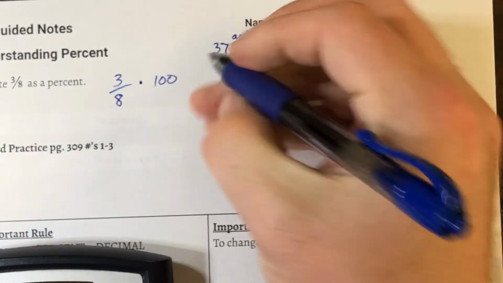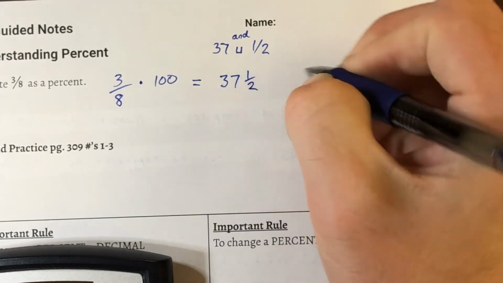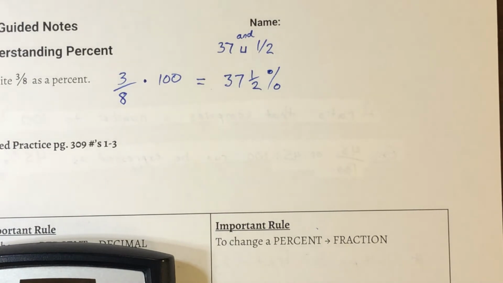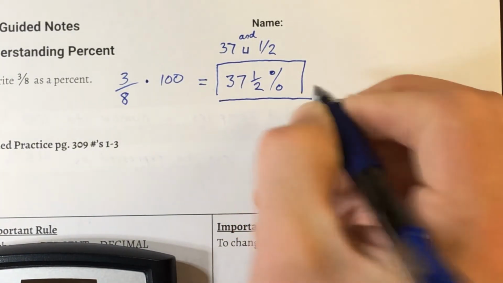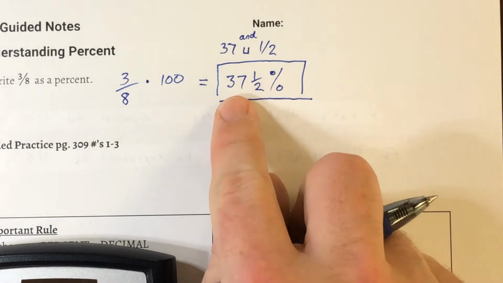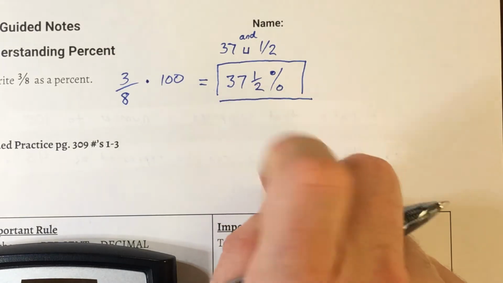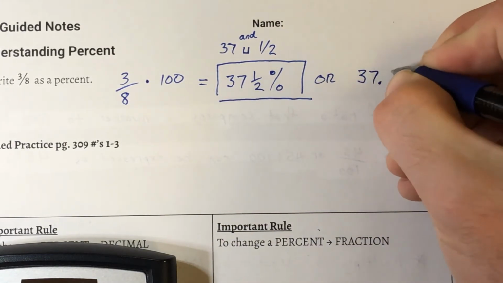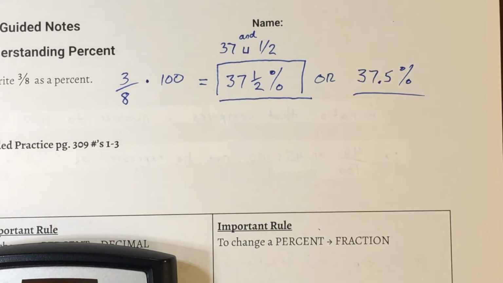So 3/8 as a percent is 37.5%. So not quite 38%, more than 37%, so it's 37.5%. So yes, you can have fraction percentages. You could also write this as a decimal, 37.5%. Either one would be acceptable.